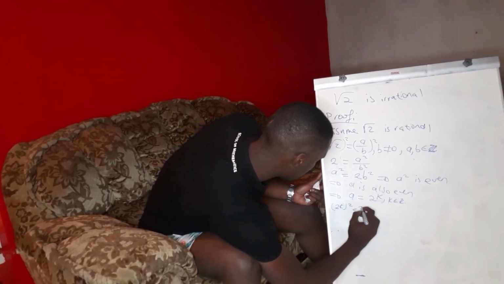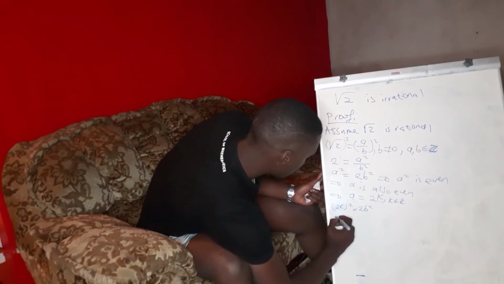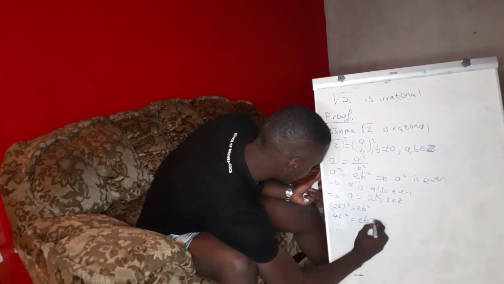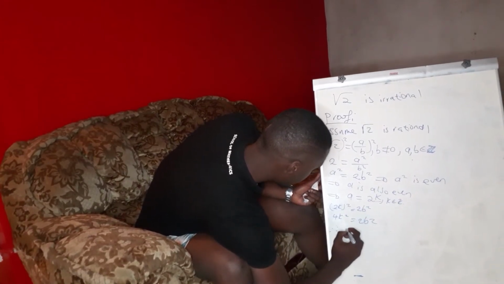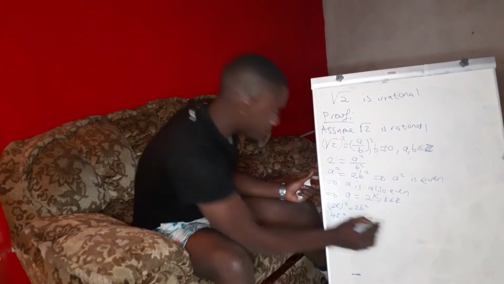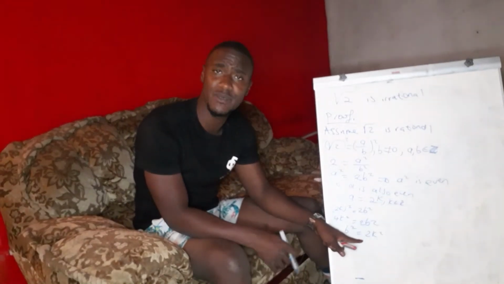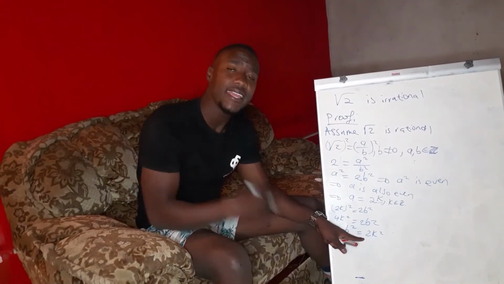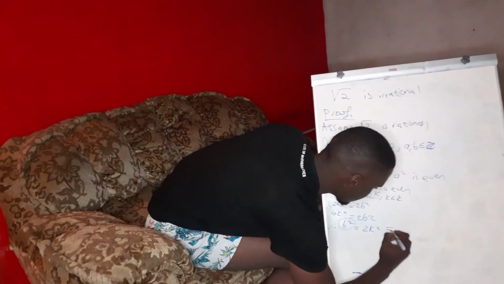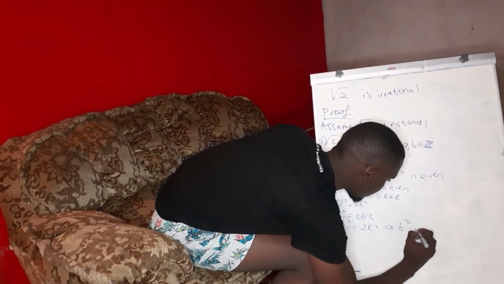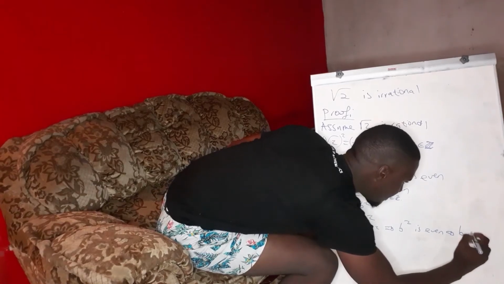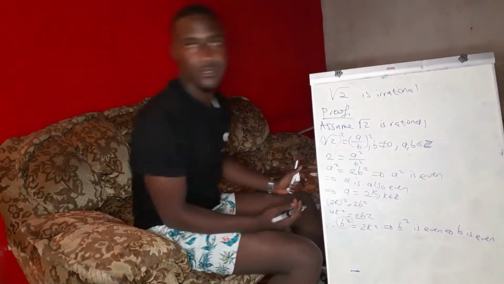Now, (2K) squared equals 2B squared, right? So when you open this bracket, it will be 4K squared equals 2B squared, which then means that B squared equals 2K squared. As you can see, if B squared can be represented as 2K squared, it implies that B squared is even, which also implies that B is even, right?